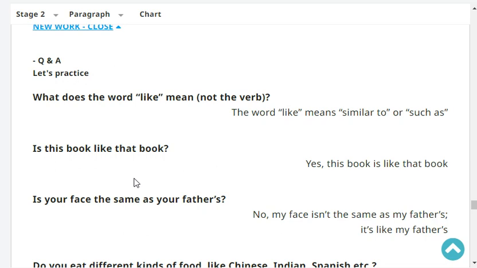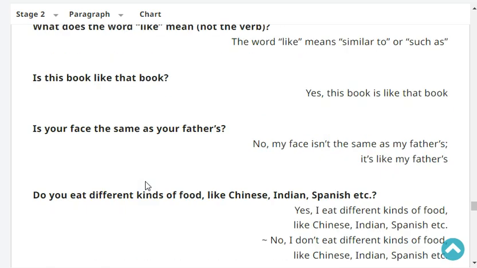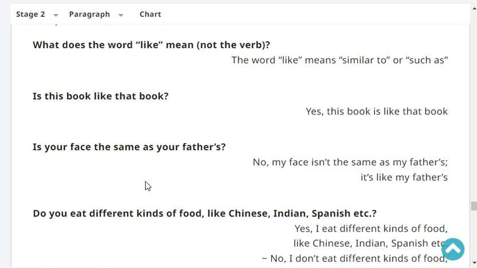Very good. Is your face the same as your father's? No, my face isn't the same as my father's. It's like my father's. Very good.